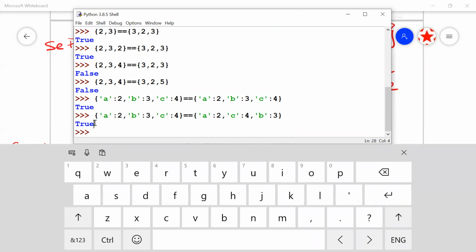Because dictionary and set types are the types which do not contain a proper order, right?